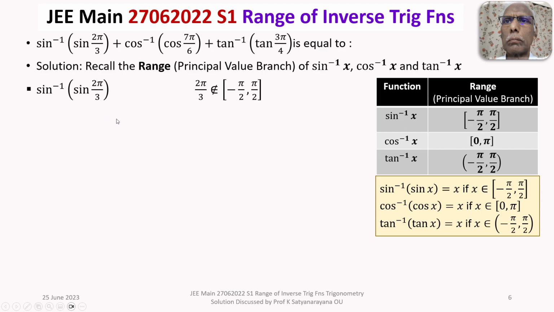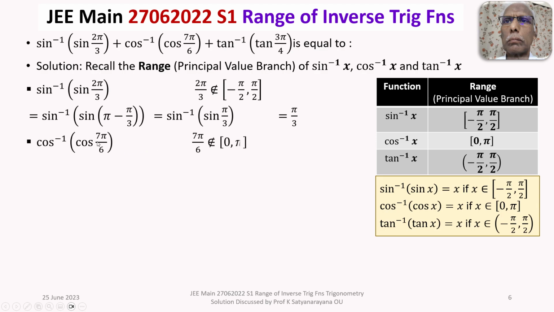To do so, sine of 2 pi by 3, we will write it as sine of pi minus pi by 3. Sine of pi minus pi by 3 is sine pi by 3 only. In other words, sine 2 pi by 3 is sine pi by 3. But what have we brought now? We have brought this pi by 3 into the principal value branch of sine inverse x, where pi by 3 belongs to the closed interval minus pi by 2 to plus pi by 2. So therefore sine inverse of sine of pi by 3 is pi by 3. Agreed?